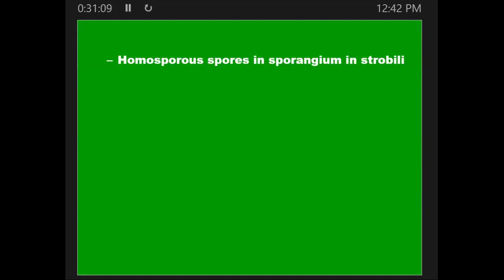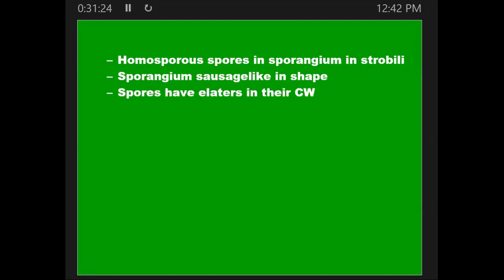So the Equisetophyta, they have homosporous spores, so they all look identical. And they have those funky looking strobili where all the sporangia are clustered together. When you look at it under the microscope, they often say it looks sausage-like in design. And the spores actually have strips of tissue on their surface that break loose over time. They think those pieces of tissue will twist during different humidity values, and that helps them release and disperse their spores.